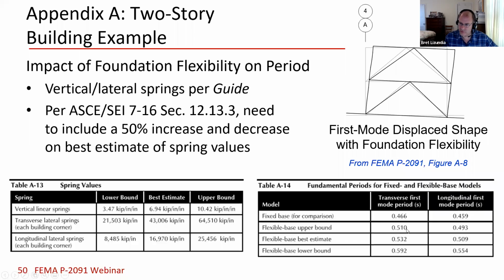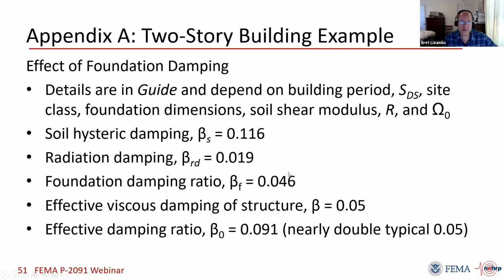So we're going to focus on the transverse, the one with the 2 braces in the north-south direction of the building. So the fixed base period is 0.466, and the flexible base ranges from 0.51 to 0.59. So there is some increase in that value due to these springs, just like one would expect.